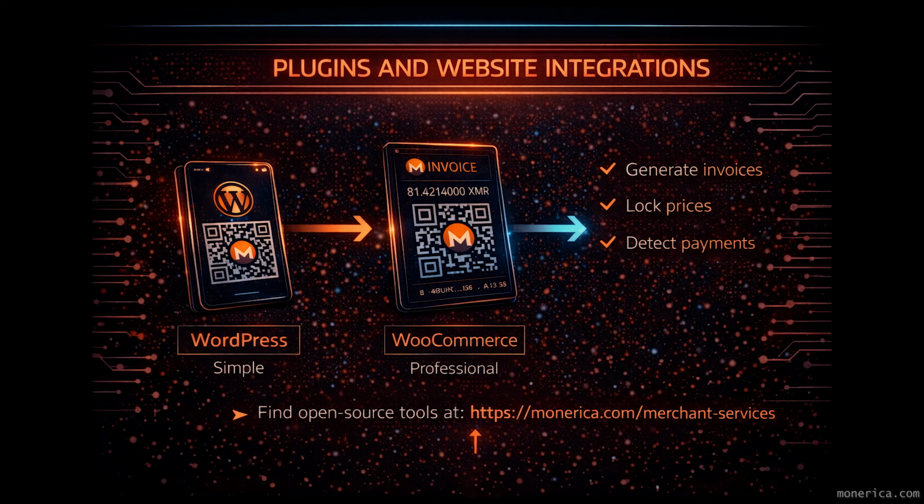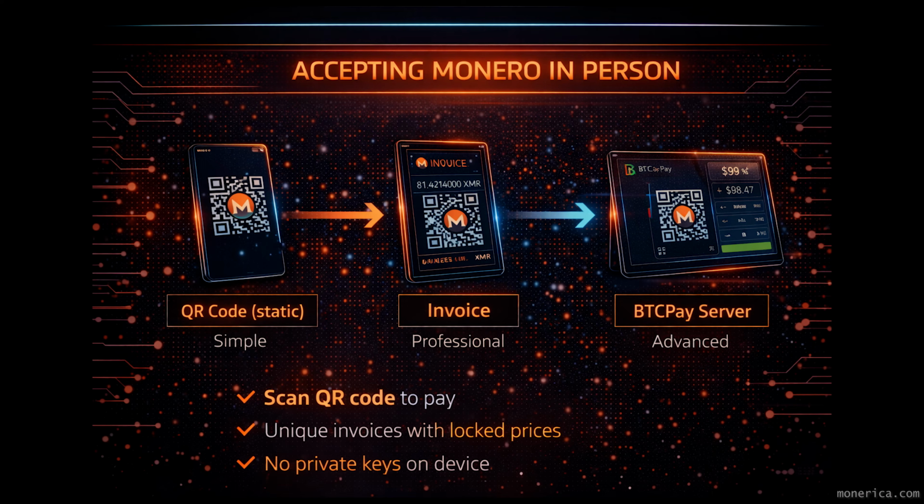For WordPress and WooCommerce sites, plugins allow Monero payments to happen directly on the website. These plugins usually generate invoices, QR codes, and detect payments while reducing manual work. A curated list of integrations and open source tools can be found on monerica.com/merchant-services.